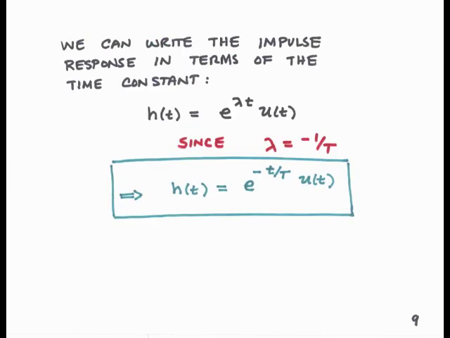Since the impulse response can be written in terms of the characteristic value, and the characteristic value is related to the time constant, we can write the impulse response in terms of the time constant, and that is shown here. h of t equals e to the minus t over cap T, u of t, where cap T is the time constant of the system.